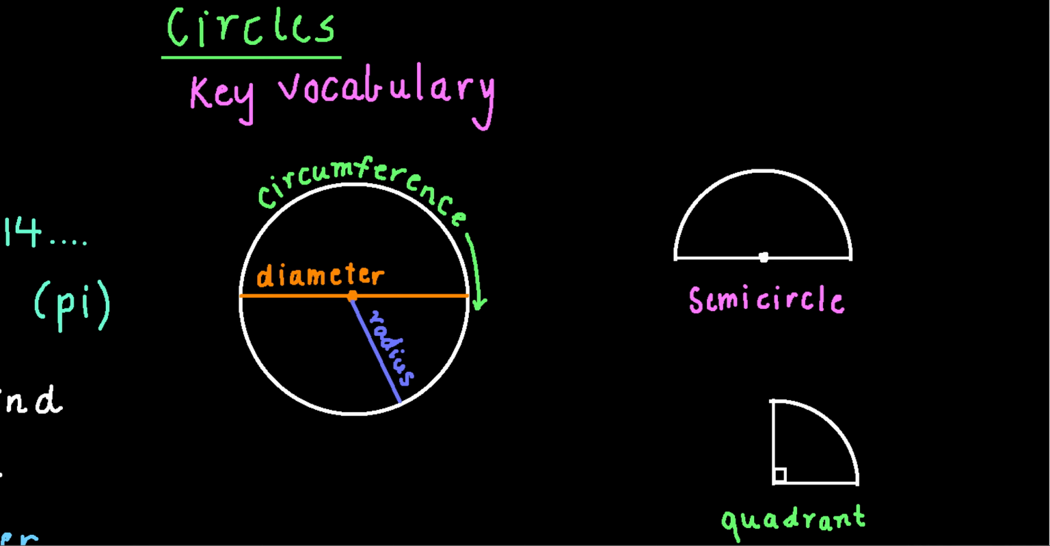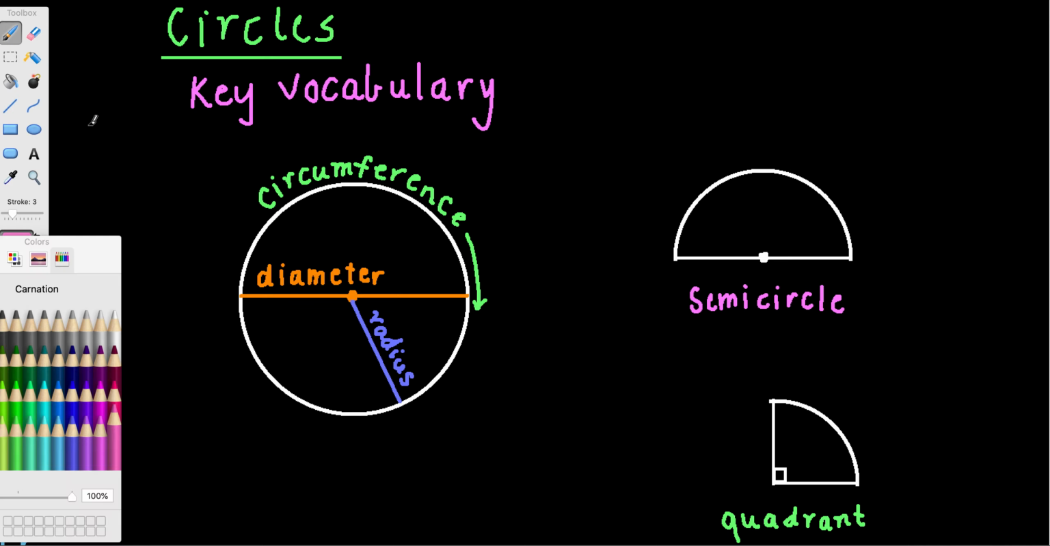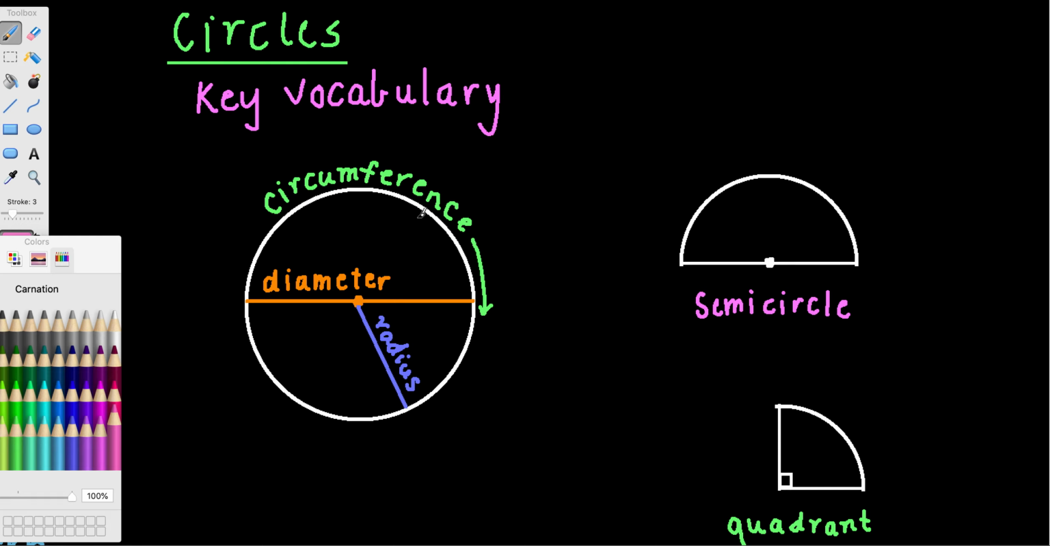Now, what you've done already is a short activity where you measured the circumference of 3 different circles using string, and you also measured the diameter of some circles as well. And what you would have found is that when you did the circumference divided by the diameter, you found something in common with your results.